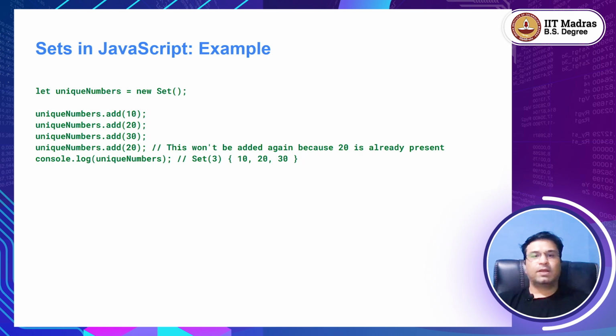When we try to add 20 again, the set checks if 20 already exists or not. Since it exists, the operation does nothing, maintaining the uniqueness.